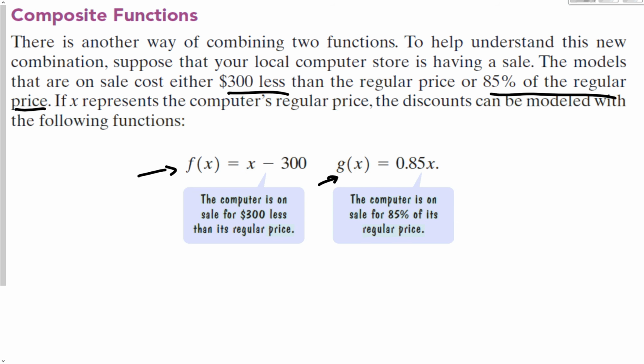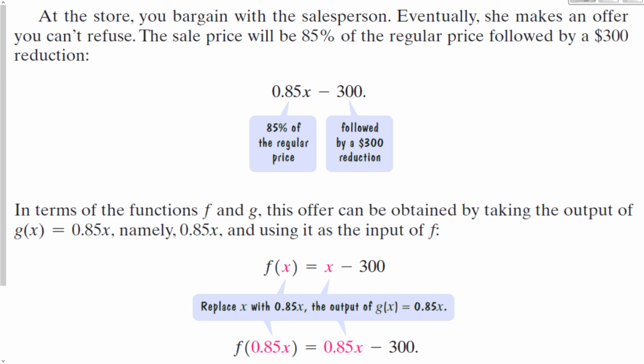Okay. So at the store, you bargain with the salesperson, and eventually she makes you an offer you can't refuse. The sales price will be 85% of the regular price, followed by a $300 deduction. So now you can see that these two functions are going to act together. 85% of the regular price, followed by a $300 reduction.